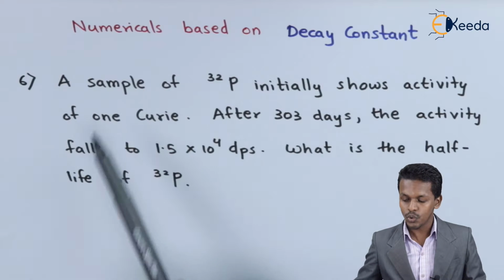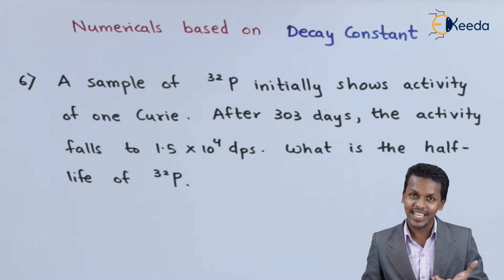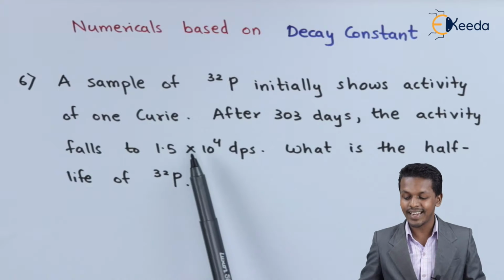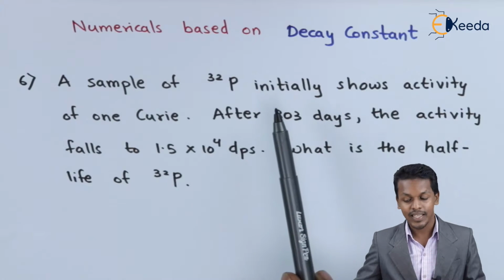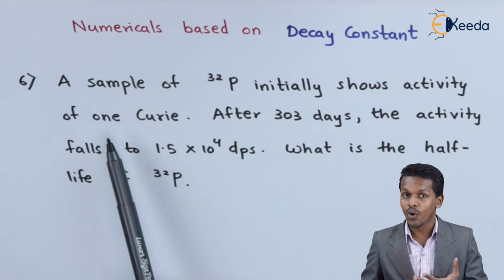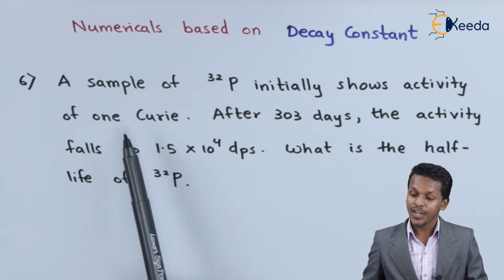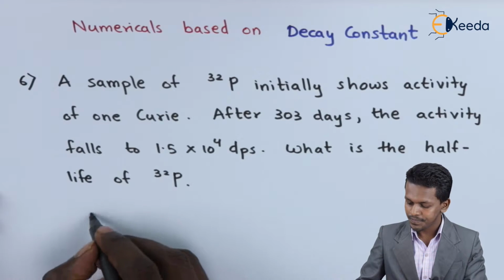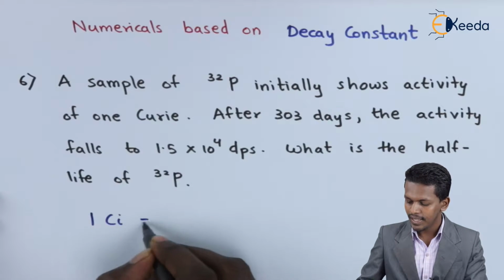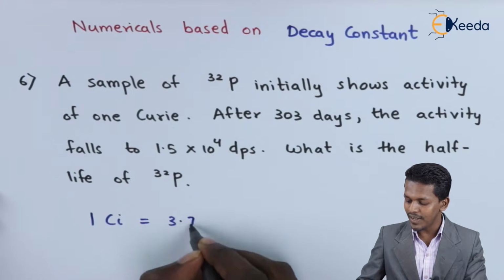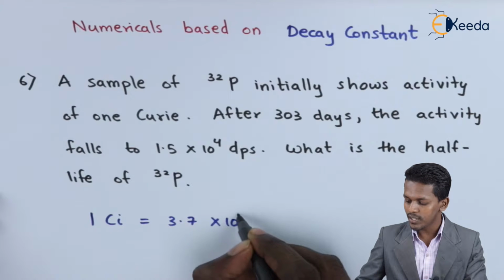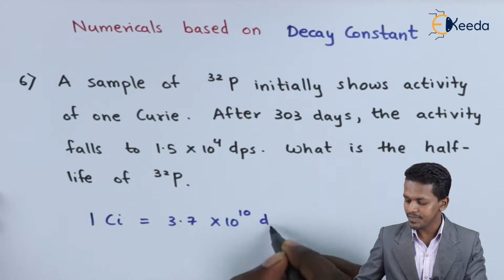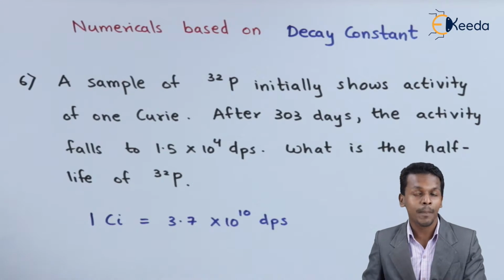For that we should know the value of the decay constant. But we can't get the decay constant unless we know the value of 1 curie. 1 curie in this case means 3.7 into 10 raised to 10 dps, that is, disintegrations per second.